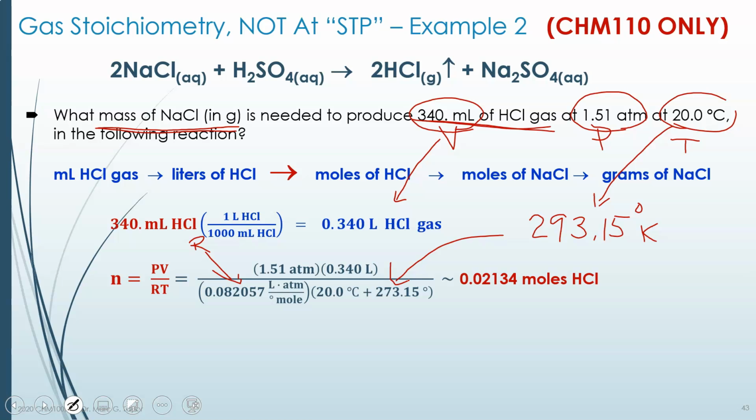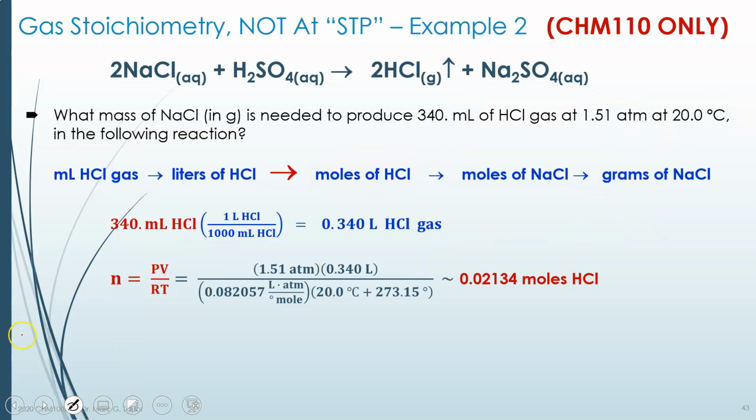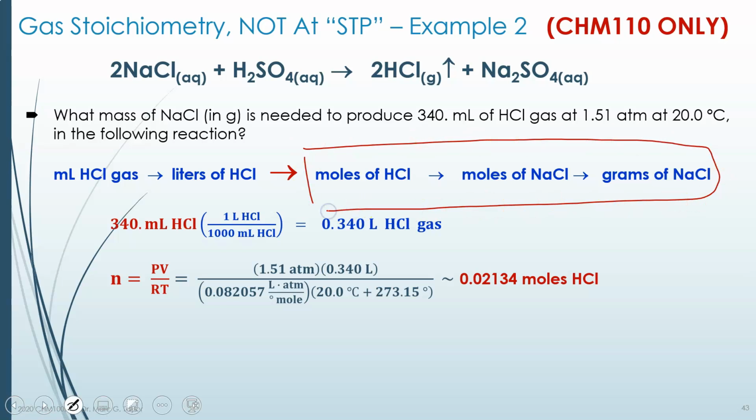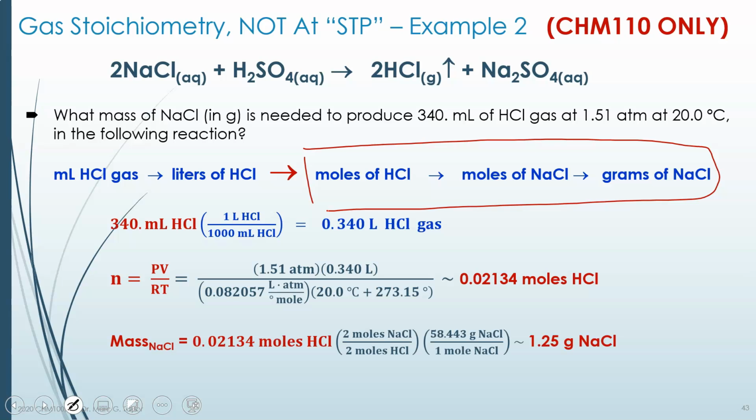So now this takes us to this step. And now we use normal stoichiometry methods. I'm going to erase these notes here. So our normal methods of stoichiometry would be to take our moles of HCl, turn that into moles of NaCl. So if you look up at the top here, we're now going to do these two steps to go from moles of HCl to moles of NaCl, and then moles of NaCl to grams of NaCl. We can do this all in one shot using the appropriate conversion factors.